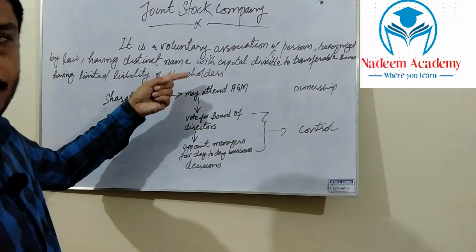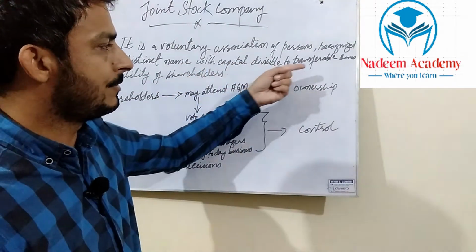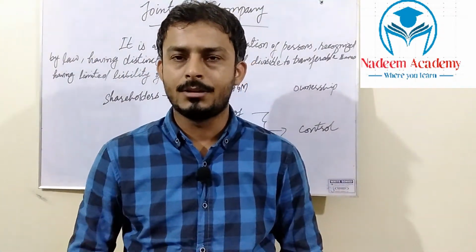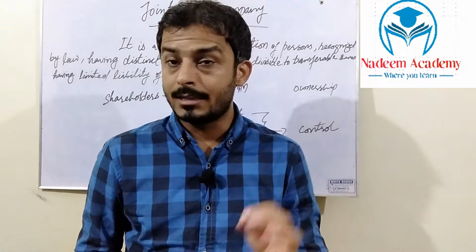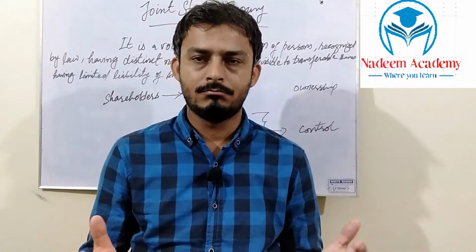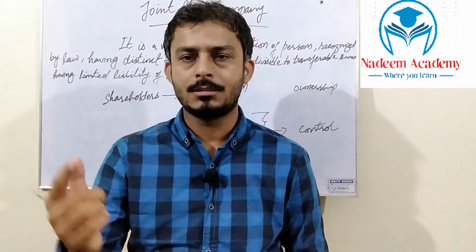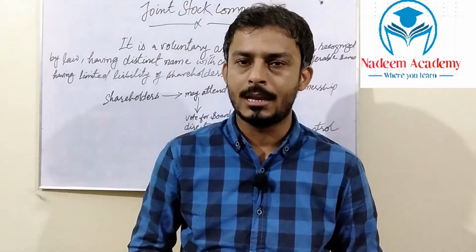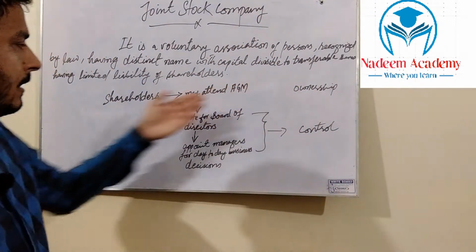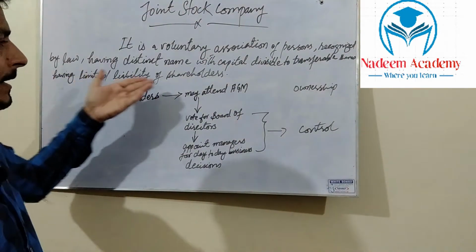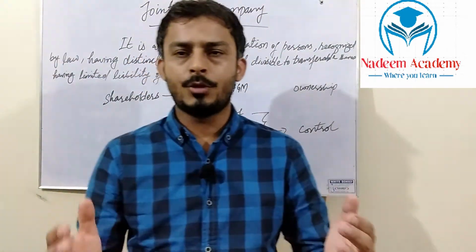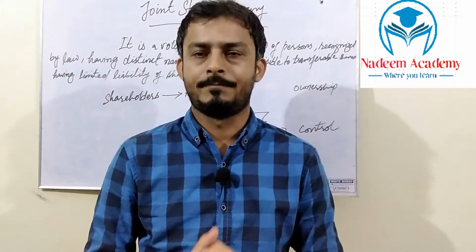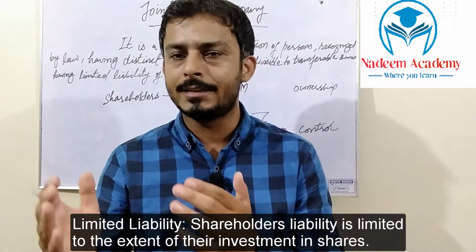Having a distinct name with capital divisible into transferable shares. So it means that a particular joint stock company has a specific name, and the capital of the company will be divisible among different shares, different parts we may consider this. We'll have a detailed discussion regarding this in upcoming videos as well. Having limited liability of shareholders. It means whosoever is going to buy the shares, that person's liability is limited to the extent of that investment.